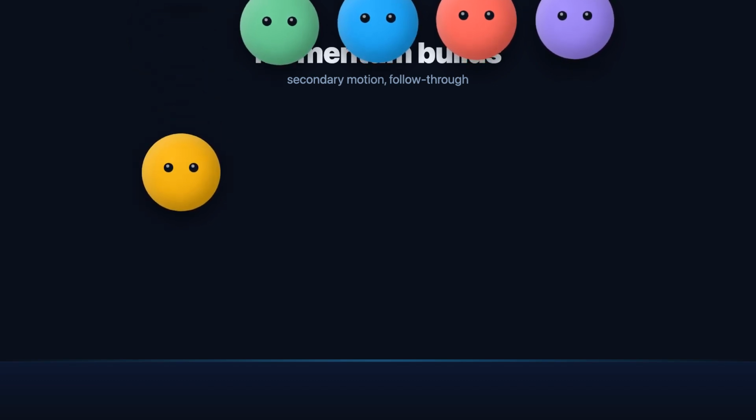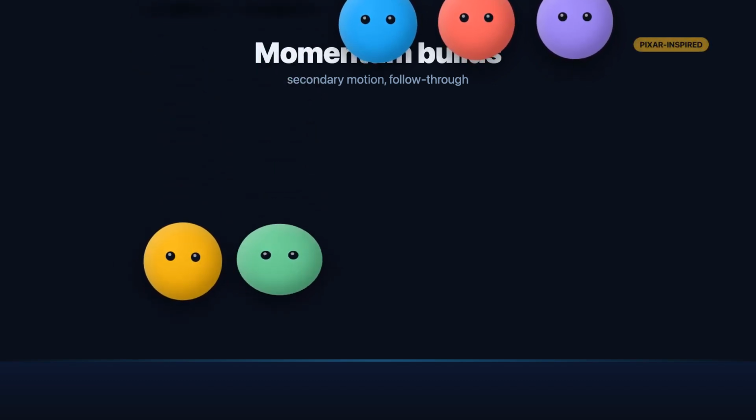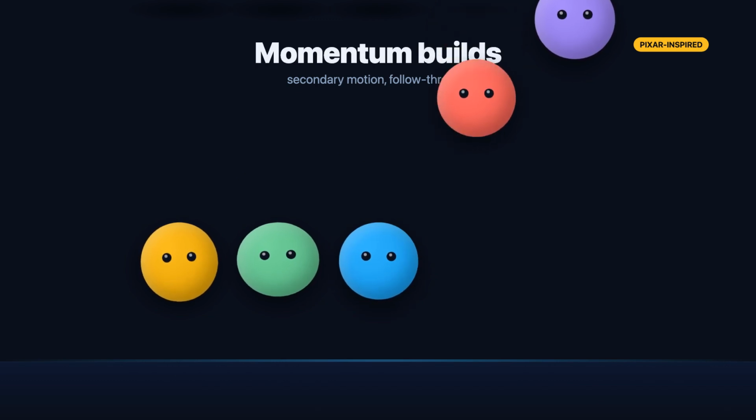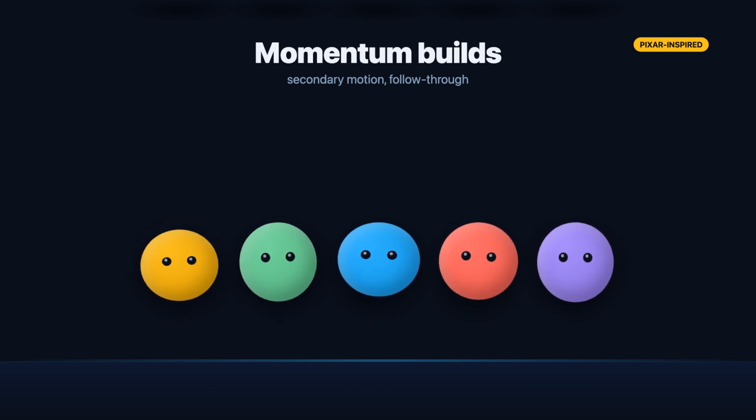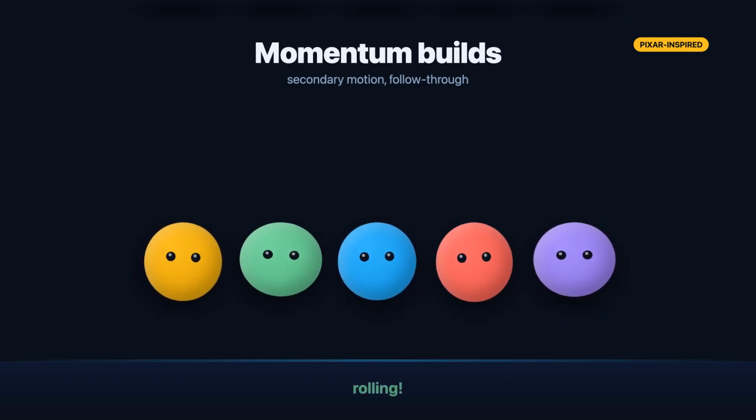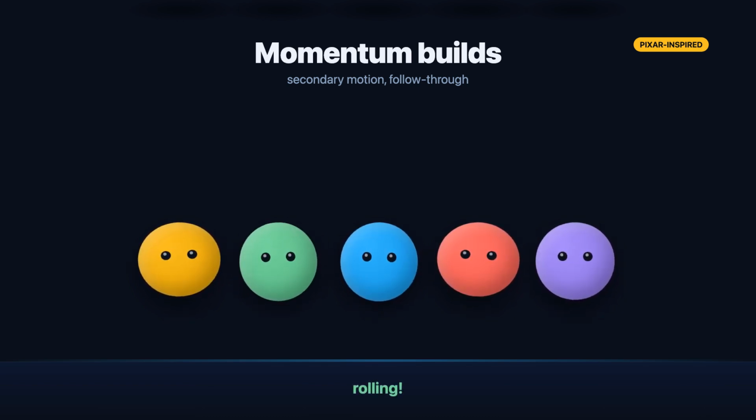Notice how these objects keep a little secondary motion after they land. That follow-through is what makes movement feel real, in animation and in learning. You do not stop the moment you understand something. You coast a little, you wobble, and that wobble is where it settles into your hands.